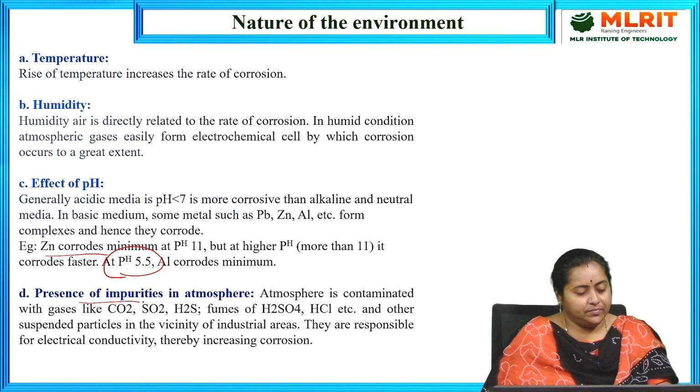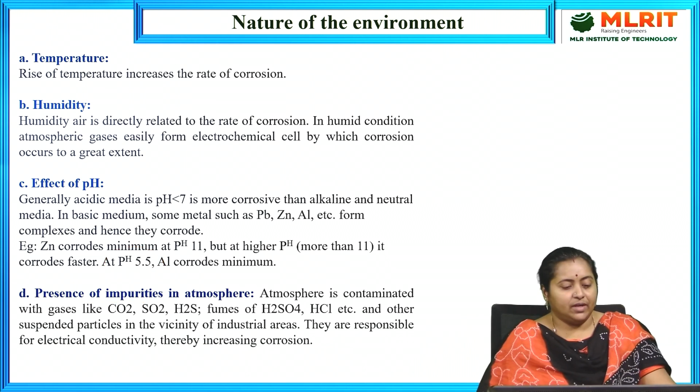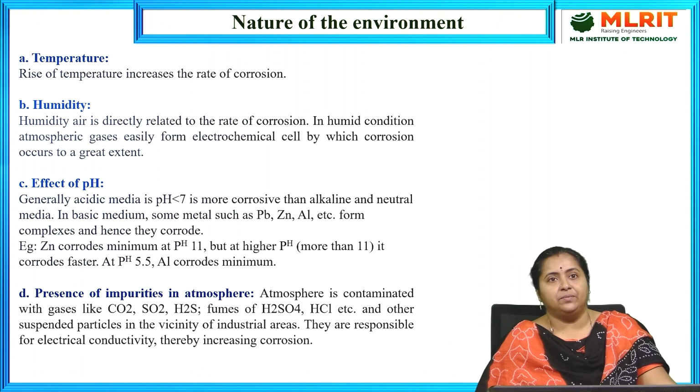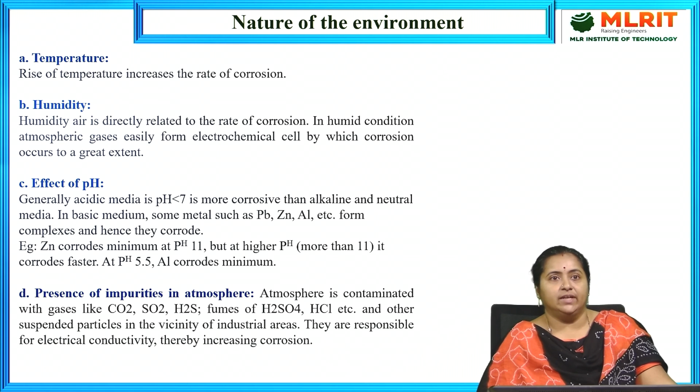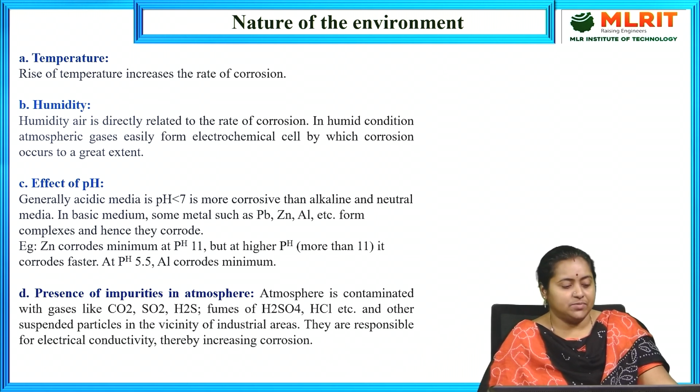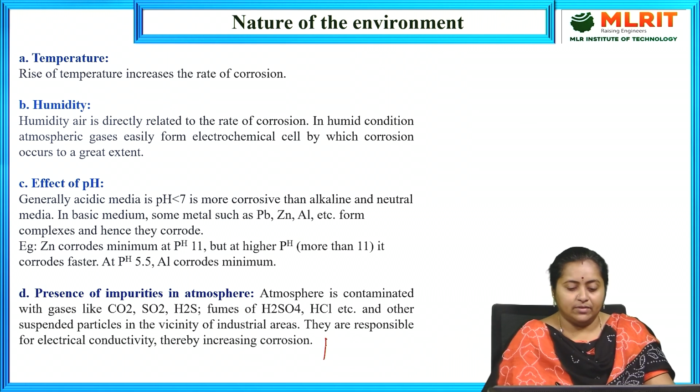Next one is presence of impurities in the environment, or we can say atmosphere. The atmosphere is contaminated with gases like oxides of carbon, sulfur, hydrogen sulfide, sulfuric acid, H2SO4. If these kinds of impurities are present, or any kind of suspended particles are present in the vicinity of any industrial area, these are responsible for imparting electrical conductivity, thereby increasing rate of corrosion reaction.